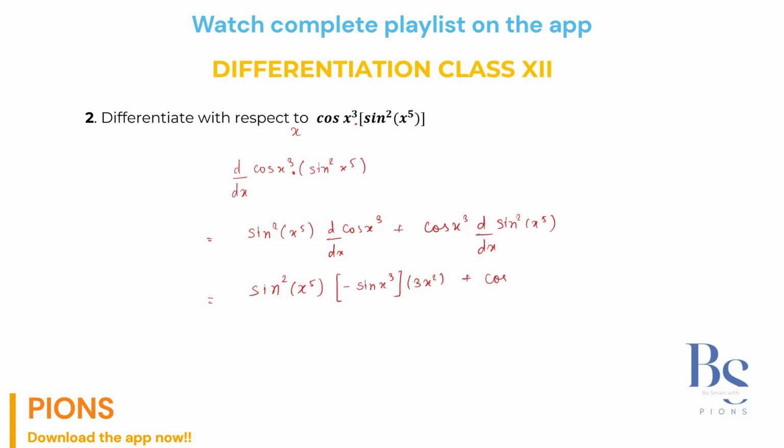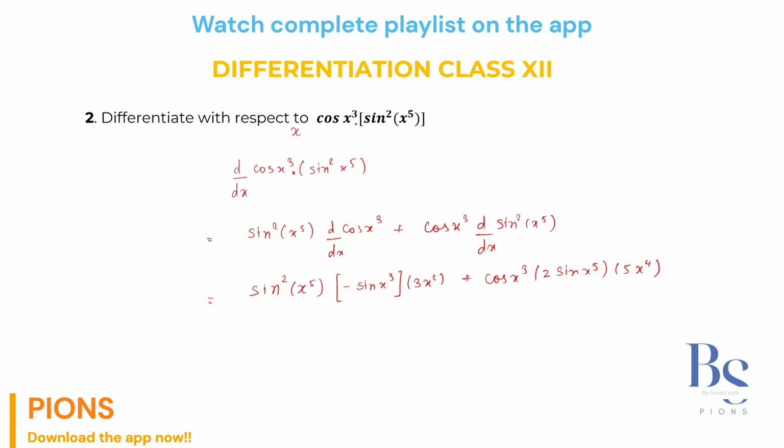Plus cos x³ as it is, derivative of sin square. What we will do? 2 will come in front, sin power 2 minus 1, which is sin x⁵. Derivative of x⁵, 5 will come in front, x⁴. I hope this is clear.